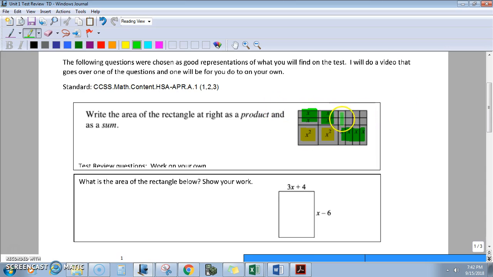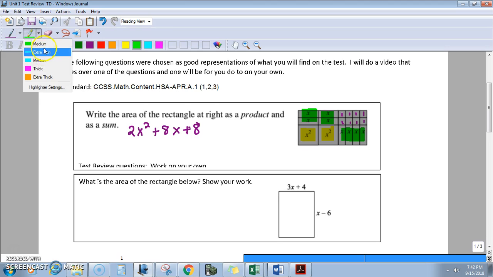I'm sorry, I just lost my train of thought. We have 8 little 1 by 1s, right? So when we write that out as a sum, we have 2x squared plus 8x, and then plus 1, 2, 3, 4, 5, 6, yep, 8 ones, right? So that is the area as a sum, and I literally just, these are each one, added those all up, summed them all up to get that. Now, as a product, that's going to be a little bit different. Let's try, why isn't there just a thin one?